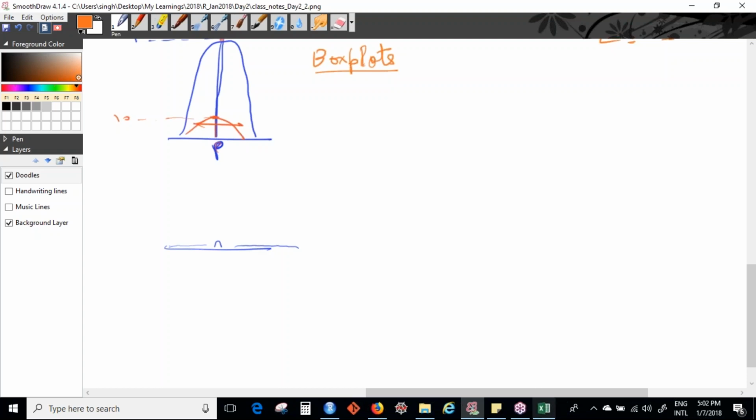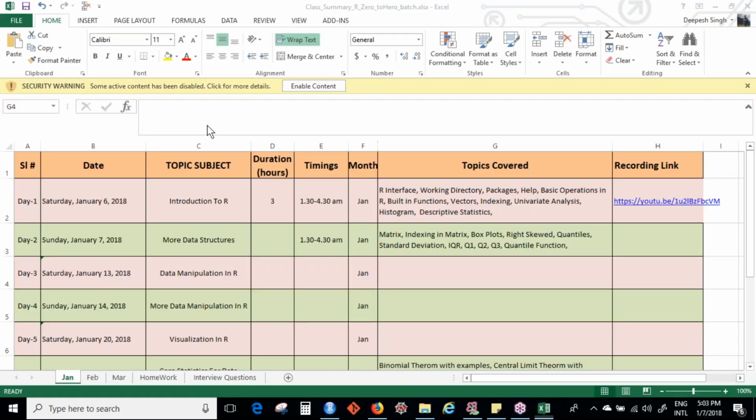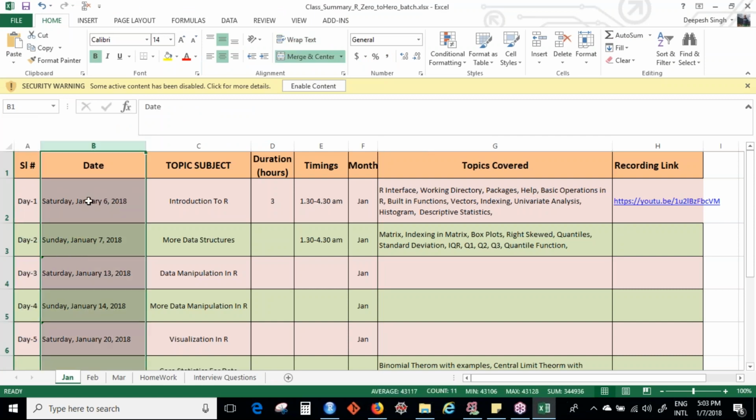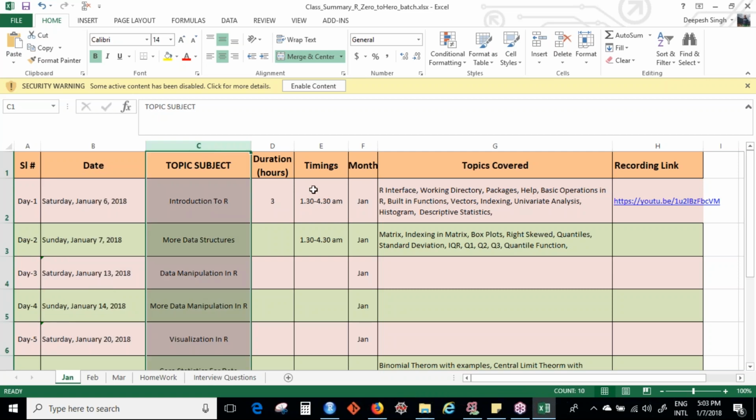This Excel spreadsheet, for example, is a data frame. It has different columns. This column has characters, this column has the data type date, these are all dates. This column is again characters. This column has numbers, the number of hours. These are all individual vectors, and when I combine them, this 2D table that you see is a data frame. This is exactly what a data frame looks like.